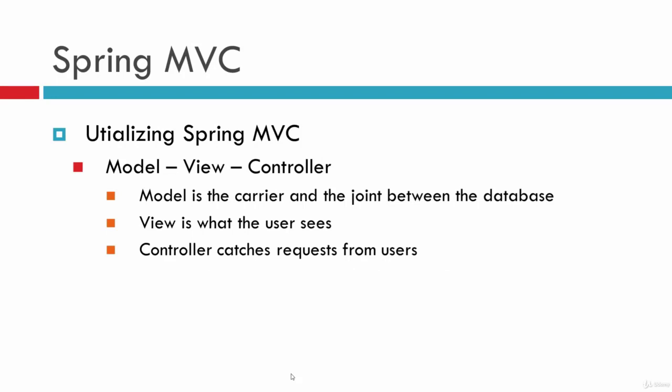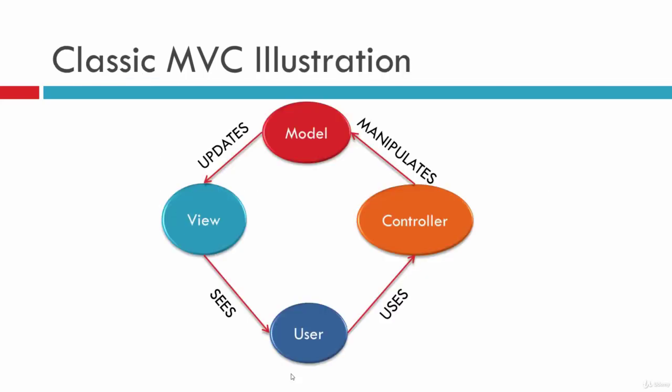Spring, you could utilize different architectures. However, you will use Spring Boot where the MVC is in place. It's called Model View Controller. So in Spring, a model is the carrier and the joint between the database. The view is what the user sees, and the controller catches requests from users. All this will get a lot more clear when we get into the actual part of coding a first web application with Spring. This is a classical MVC illustration.